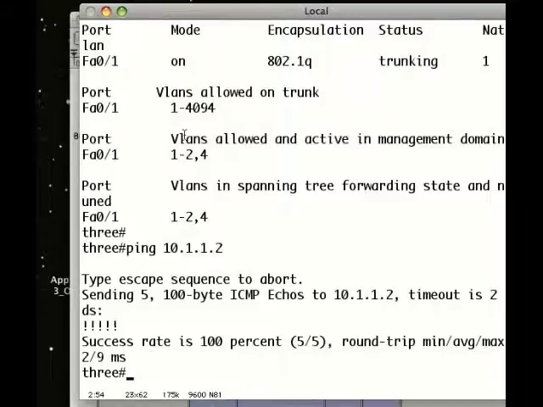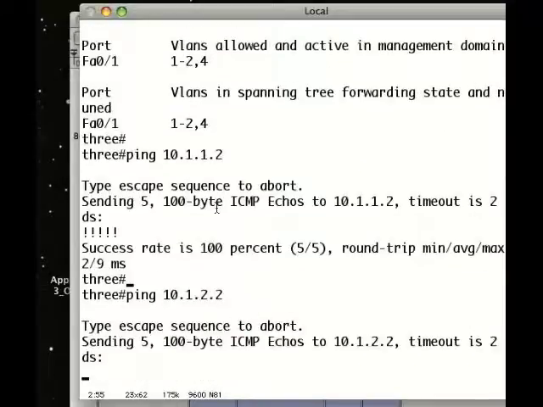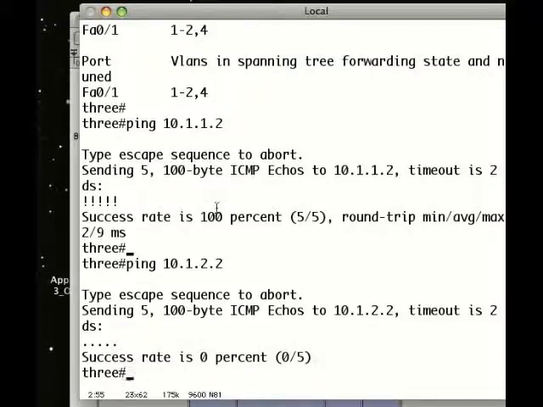Now VLAN 2 would not work because the other side is switchport mode access on VLAN 1 only. So if I ping 10.1.2.2, that's not going to work because I'm going to encapsulate this data in VLAN 2 and send it out the port, and the other side won't even receive it.